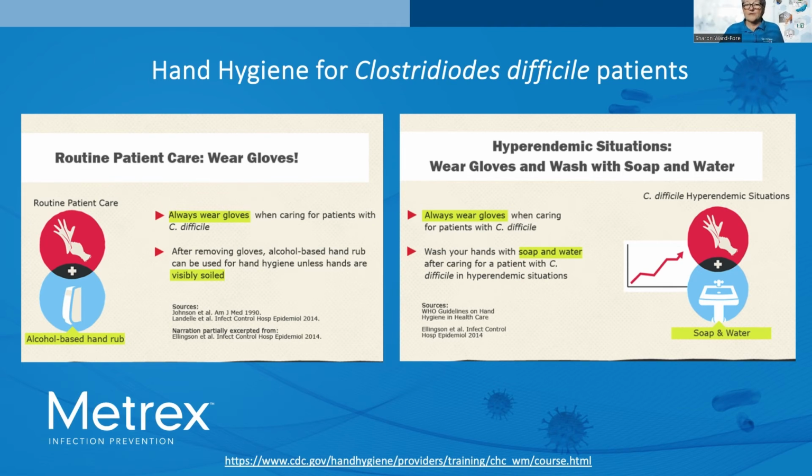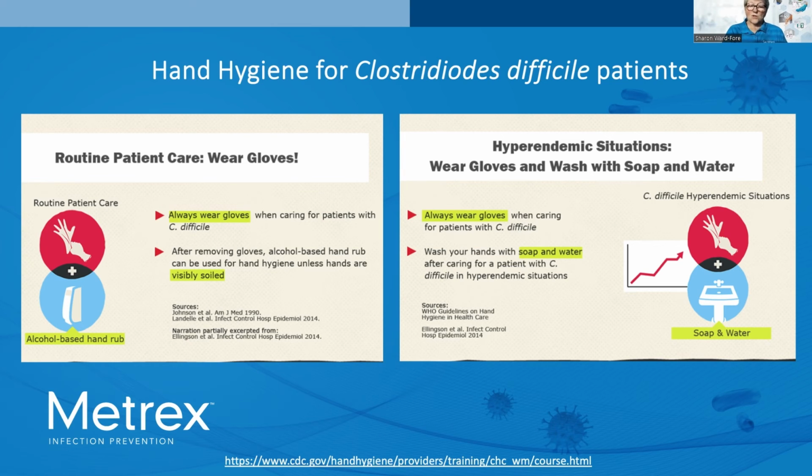Now, in hyperendemic situations, you should wear gloves and wash with soap and water. And soap and water isn't perfect in these situations, but it's what the CDC recommends. So for hyperendemic situations, always wear gloves, wash your hands with soap and water after caring for your patient.